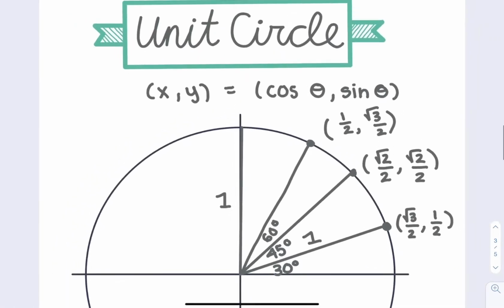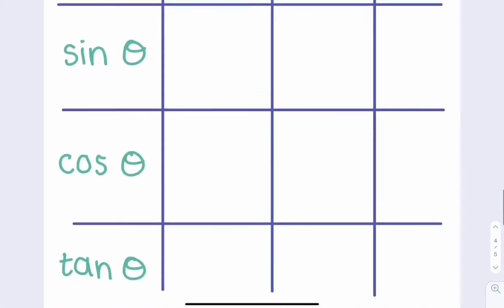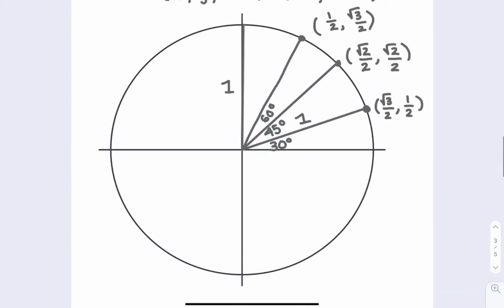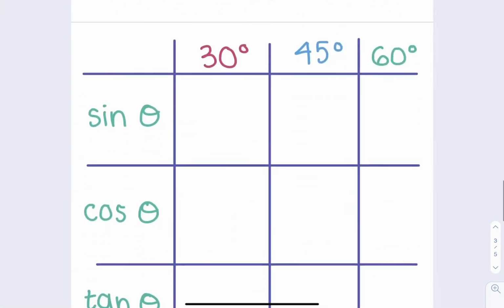So what we're going to do today is just fill in a table of these basic values, and as this unit progresses, you'll end up memorizing these values. So let's make this helpful table for ourselves. Now if we look for sine of 30, I'm going to go up to my unit circle and look for the y value. That y value is 1/2. The x value was square root of 3 over 2.